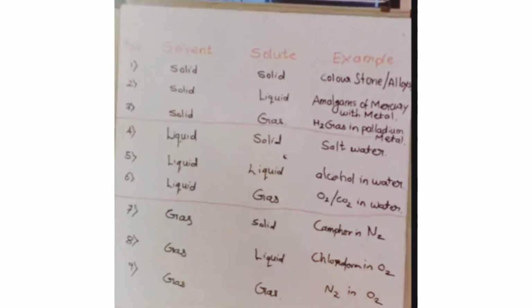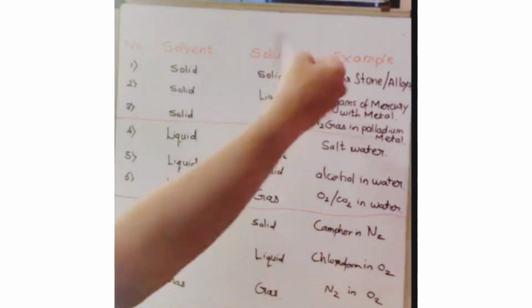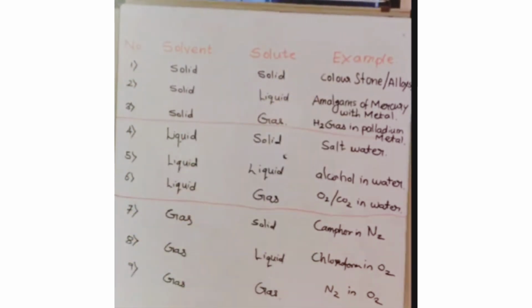These types are very important. So whenever you are considering any solution, you have to understand what will be the solute and solvent for that particular mixture or solution which we are considering. So this is very important. Write it down fast.